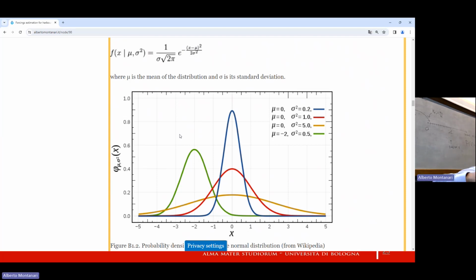Sigma dictates the width of the distribution. If sigma is large, you have a bell that is very large. It's fat. If sigma is small, you get a bell that is small. You can recognize these patterns on the figure here.